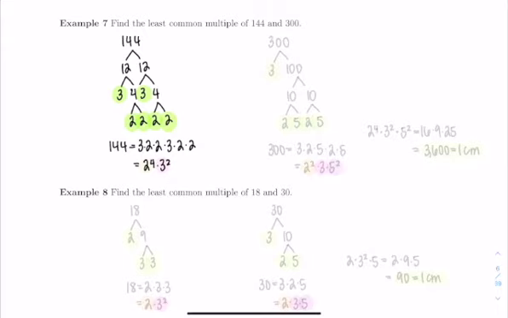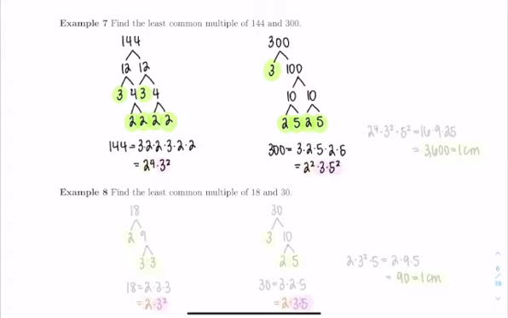Let's do the same thing with 300. That's 3 and 100. 100 can be broken down into 10 and 10. And both of these can be broken down into 2 and 5. And so 300 is 3 times 2 times 5 times 2 times 5. Or we can write this as 2 squared times 3 times 5 squared.